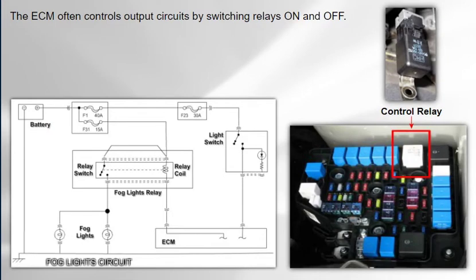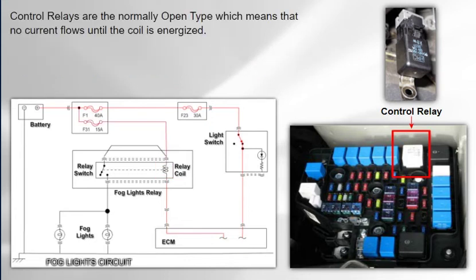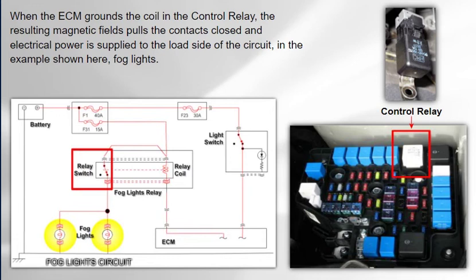The ECM often controls output circuits by switching relays on and off. A relay has a control side and a load side. The ECM normally provides a ground to the coil in a control relay, and the other side of the coil is connected to battery power. Control relays are normally open type, which means that no current flows until the coil is energized. When the ECM grounds the coil in the control relay, the resulting magnetic field pulls the contacts closed and electrical power is supplied to the load side of the circuit. In the example shown here, fog lights.